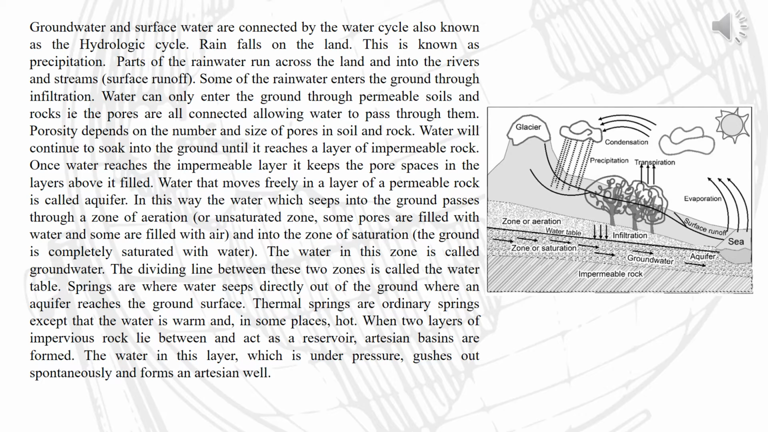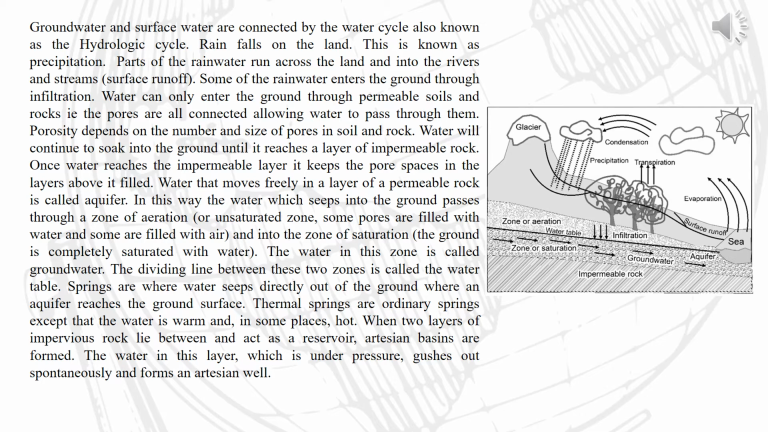Water can only enter the ground through permeable soils and rocks. The pores are all connected, allowing water to pass through them. Porosity depends on the number and size of pores in soil and rock. Water will continue to soak into the ground until it reaches a layer of impermeable rock. Once water reaches the impermeable layer, it keeps the pore spaces in the layers above it filled.